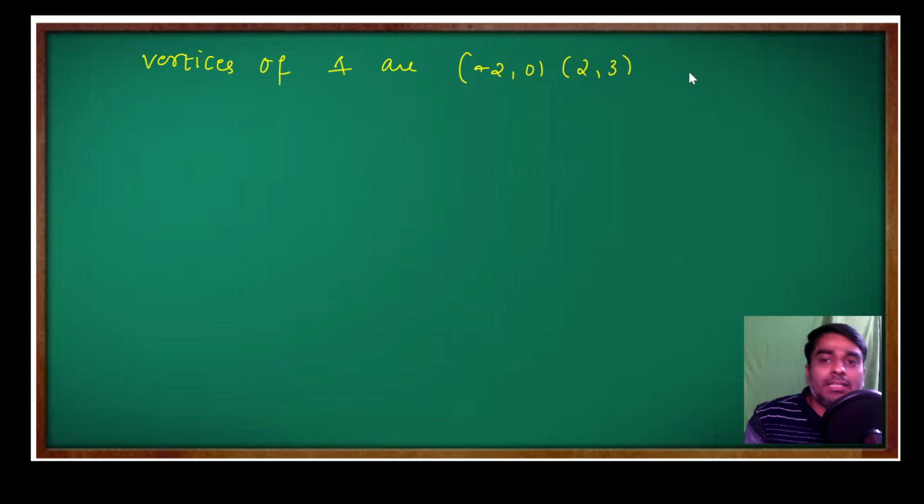The vertices of a triangle are given. This type of questions only you will get. Vertices of triangle are (minus 2, 0), (2, 3) and (1, minus 3). Area of triangle is there, right? Or only distance formula, those things. Here also we use that same thing only.